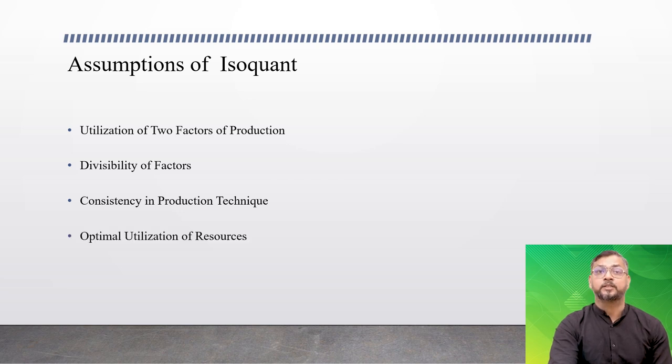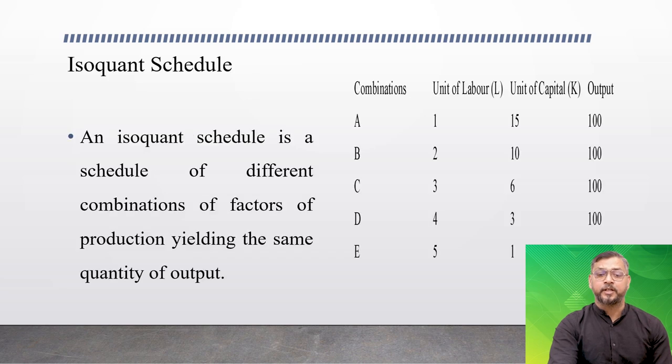And the last one is optimal utilization of resources. The resources that are utilized in production must be used in their optimal capacity so that we can get the maximum benefit out of them. On the basis of these assumptions, let's discuss what isoquant schedules are.